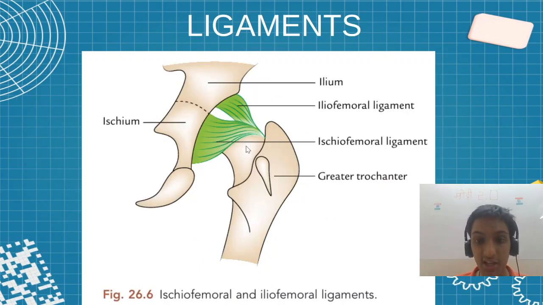Now let us see the ischiofemoral ligament. It goes from the ischium to the greater trochanter of the femur. This is the greater trochanter. Don't think it's the lesser trochanter. This is a Y shape. Sorry, this is a straight ischiofemoral ligament.